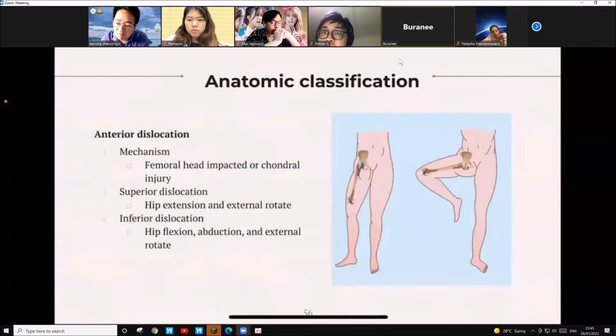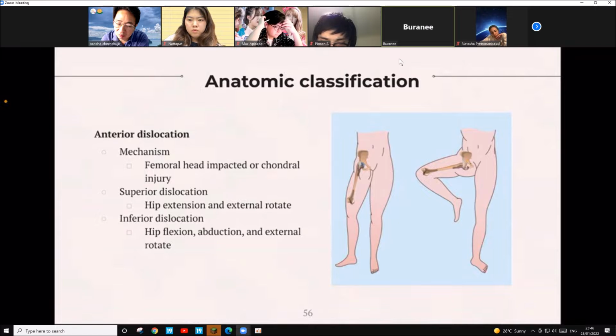So next is the anterior dislocation, in which the mechanism would be femoral head impact or a chondral injury. When the hip is extended, it results in superior dislocation. The patient will be in hip extension and external rotation. When the hip is flexed, it results in inferior dislocation, and the patient will be in hip flexion, abduction, and external rotation.